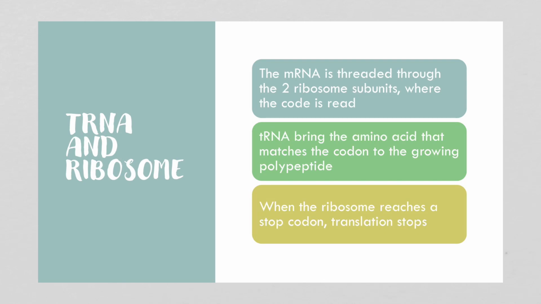Translation happens with the help of tRNA and the ribosome. The mRNA is threaded through the 2 ribosome subunits where the code gets read, and tRNA brings the amino acid that matches the codon to the growing polypeptide. When the ribosome reaches a stop codon, translation will stop, everything will fall apart, and the protein will fold into its structure.